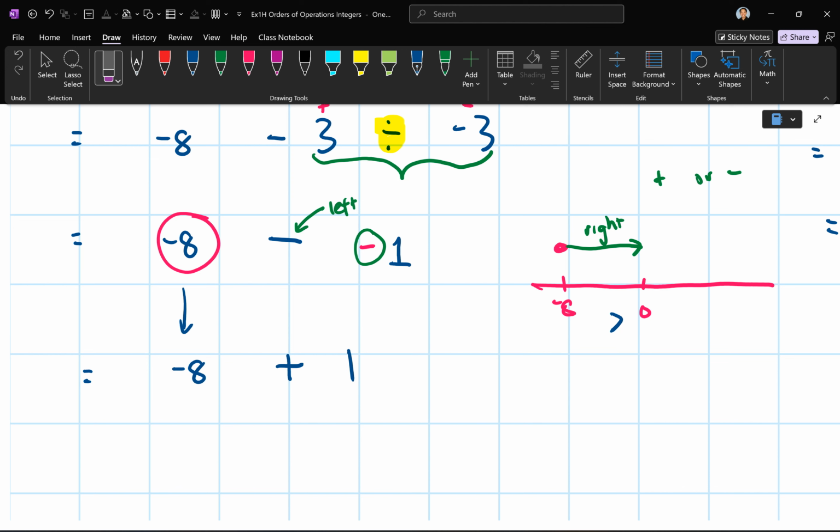Now if you think about that, negative 8 plus 1, you're going backwards 1. This number here is not negative 9, it's actually negative 7. Okay, because then it goes negative 6, negative 5, negative 4, negative 3, negative 2, negative 1, all the way back to 0. Yeah, so if you take one step back to the right, it should give you negative 7.